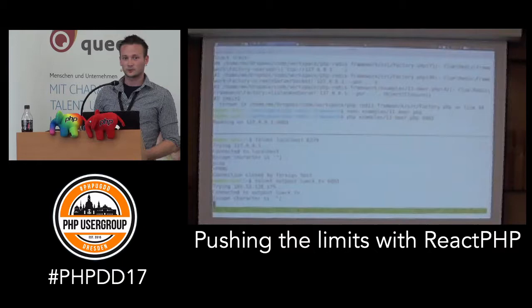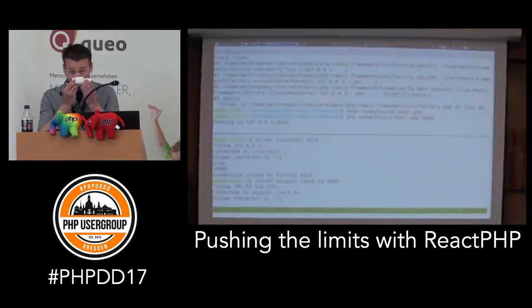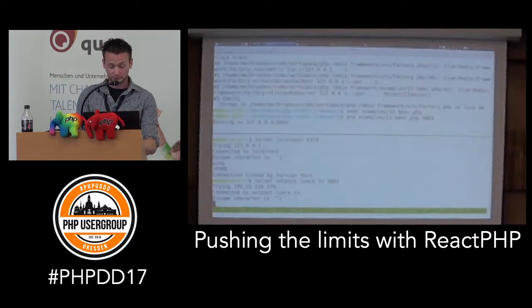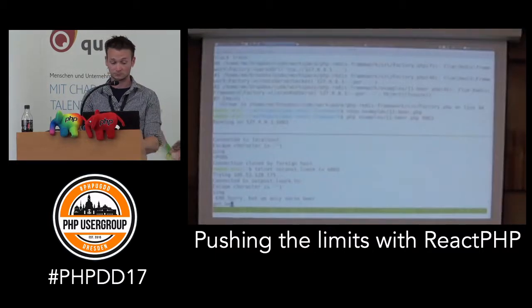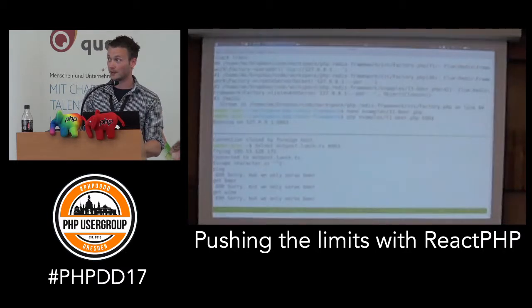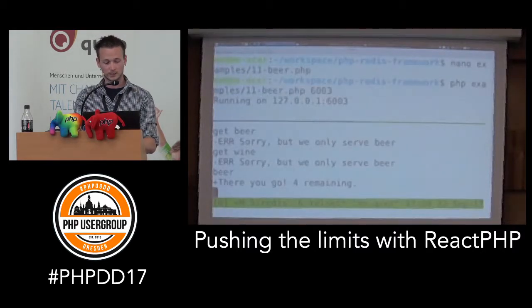So is anybody trying to connect to the Redis beer server? Because if I send ping, it says, sorry, we only serve beer. Get beer. Get wine. But there's the secret command called beer. There you go. Beer.